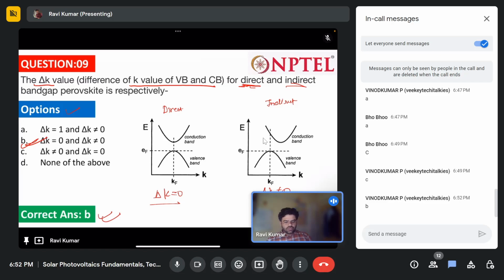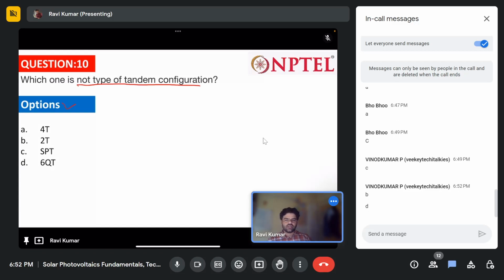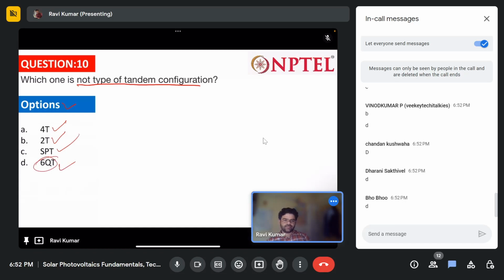Let's move to the next question, which says which one is not the type of tandem configuration? And these are the options. We have discussed all the three, and the one which is present here we haven't discussed yet. So that is not a tandem configuration. D. Okay. Yes, this is 4 terminal, this is 2 terminal, this is series parallel. Yes, Chandan, it's D. So D is the correct answer.